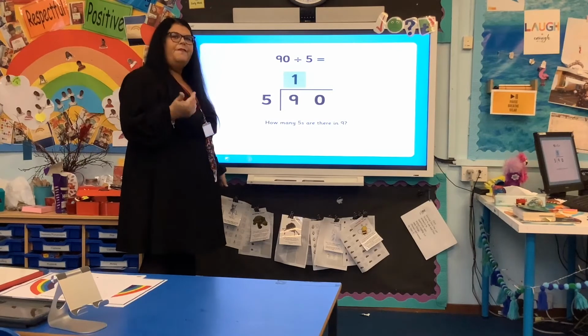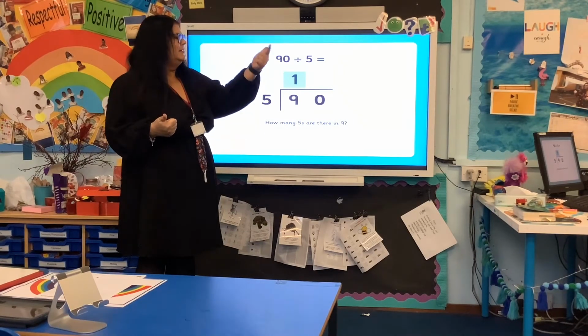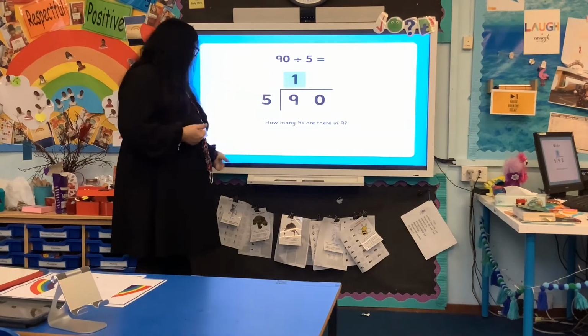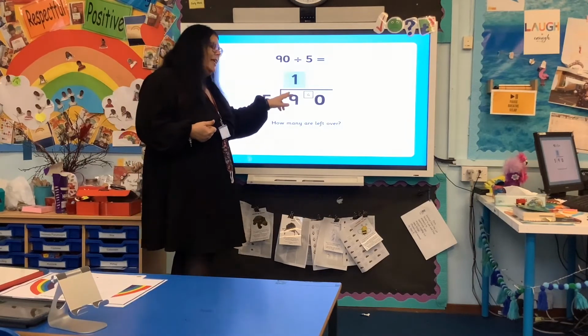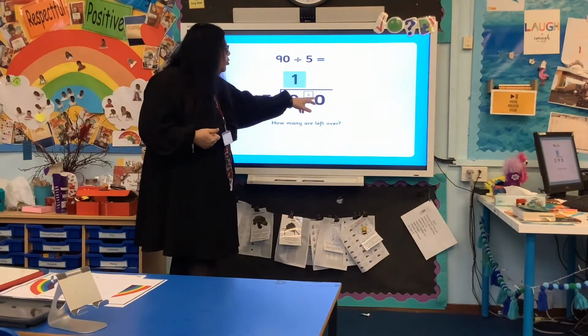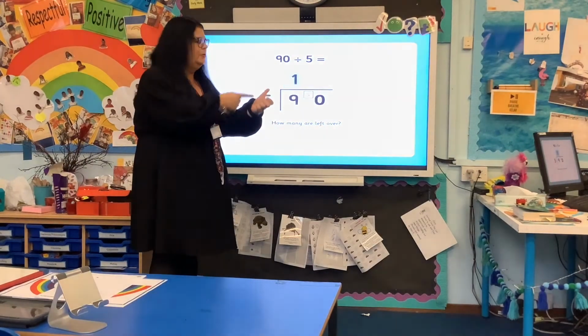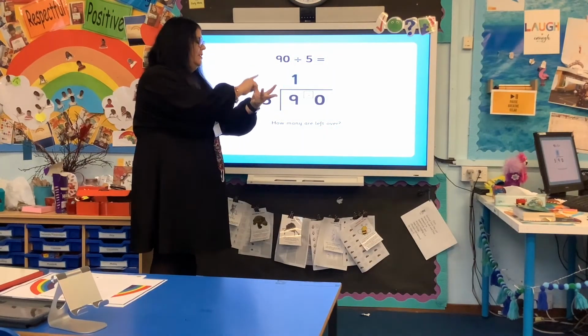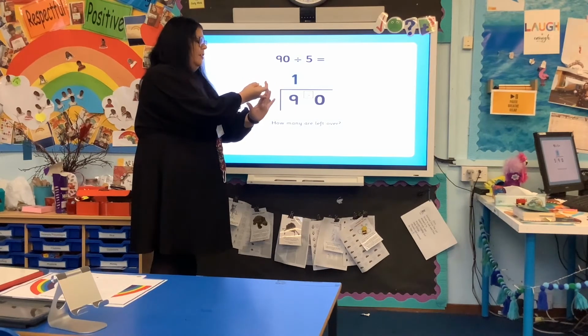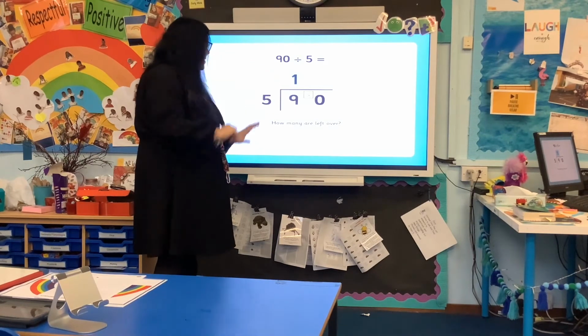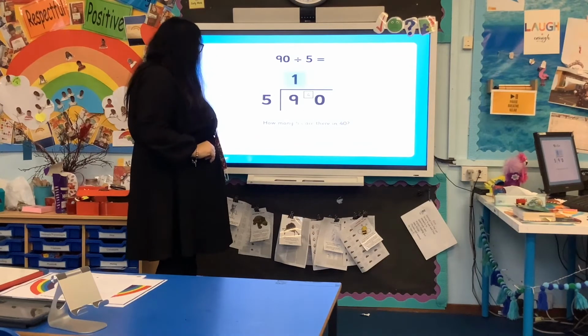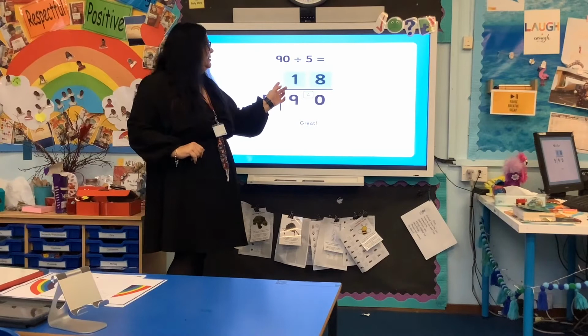But this time I've got 4 left over, haven't I? 6, 7, 8, 9. So now I've got 4 left over. But because this was from the 10s column, this is now 40. So how many 5s are in 40? I know my 5 times tables. 5, 10, 15, 20, 25, 30, 35, 40. 8. So there are 8 5s in 40, so my answer is 18.